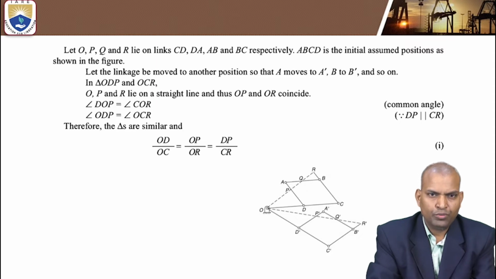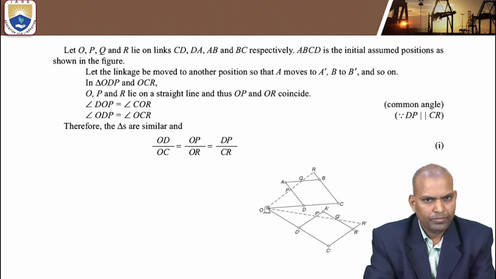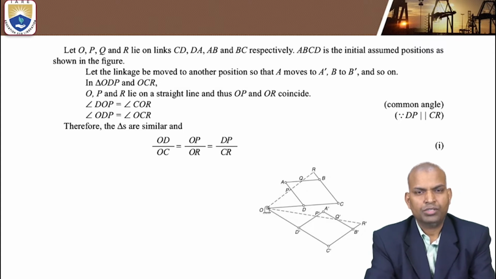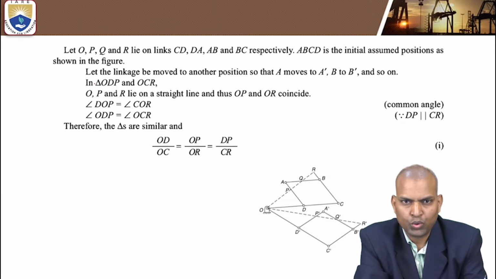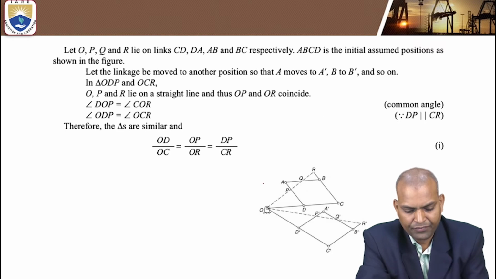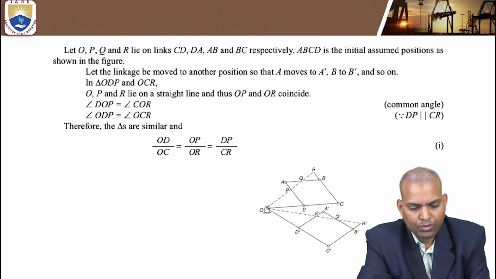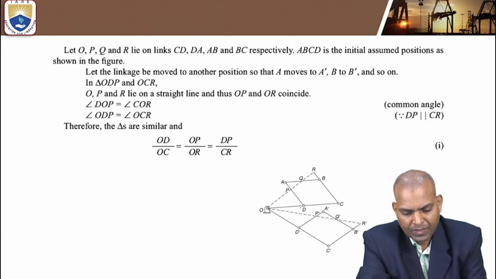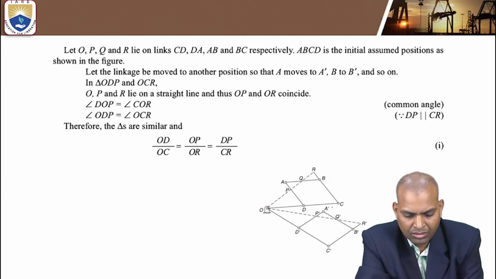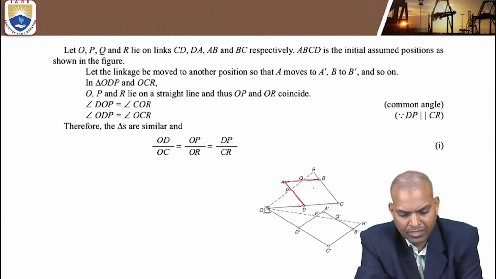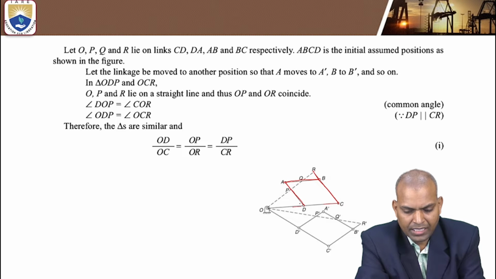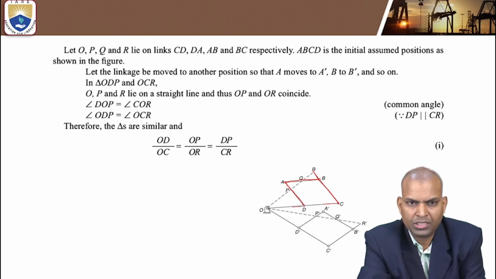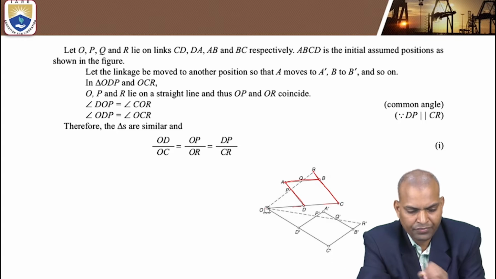We have to prove, as I told you, mathematically, based on the fundamentals of geometry, let O, P, Q, R lie on links. Where are the links? O lies on link CD, P lies on link AD, Q lies on link AB, and R lies on link BC. Now, ABCD is assumed as the initial position, which is shown in the figure.